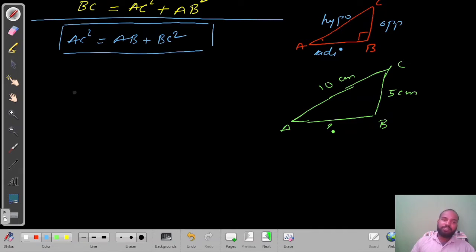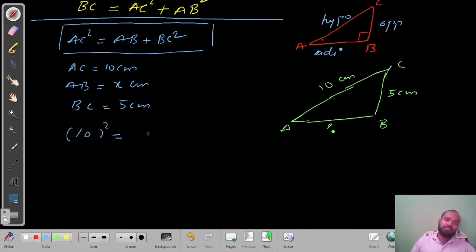See now. According to the Pythagoras theorem, AC square is equal to AB square plus BC square, right? The AC value is given, 10 centimeters, and the AB value is unknown, we can call it x centimeters. Now BC equals 5 centimeters. Now we are going to find the unknown side AB. AC square is 10 square, equal to AB square, that is x square, plus BC square, that is 5 square.